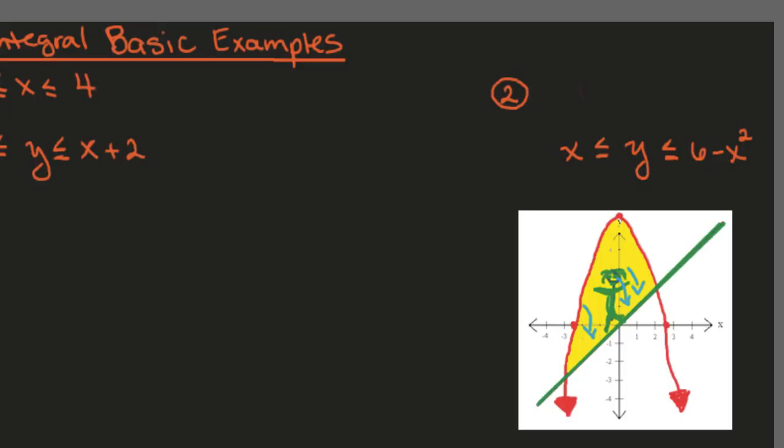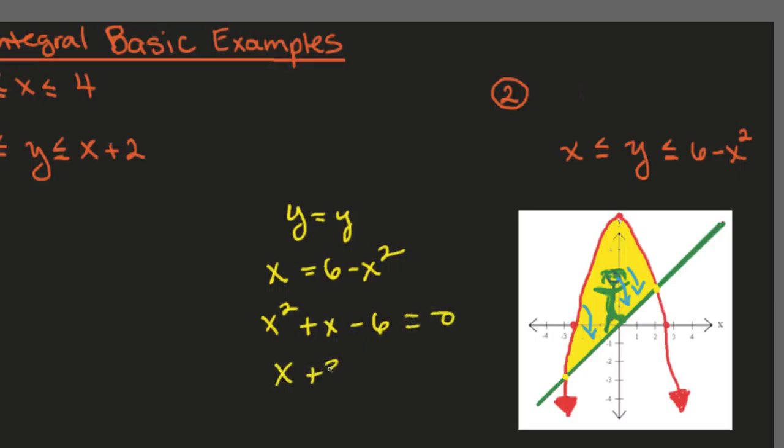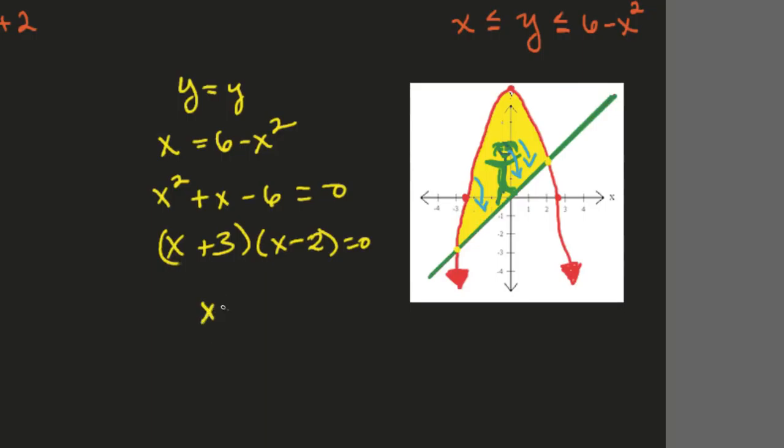So what I need to do first is find my intersection points. How do I find this intersection point? Well, what's true here and here? Their y values are the same. So what I can do is set y equal to y, and in this case x will equal 6 minus x squared. So at that point, if I bring it all to one side, I get x squared plus x minus 6, and then I get (x plus 3)(x minus 2), and that's x equals negative 3 and x equals 2. So those are the x values of your intersection points, and also going to be your bounds for your integral.